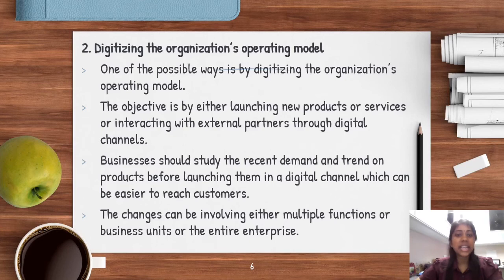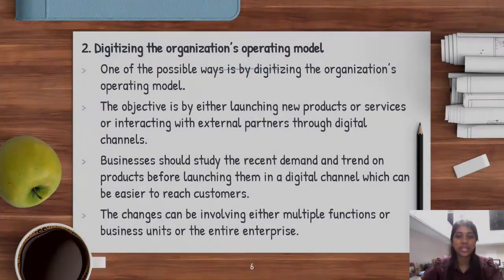Secondly, digitizing the organizational operating model. One of the possible ways is by digitizing the organization's operating model. The objective is by either launching new products or services or interacting with external partners through digital channels. Businesses should study the recent demand and trend on products before launching them in a digital channel, which can be easier to reach customers. The changes can involve either multiple functions or business units or the entire enterprise.